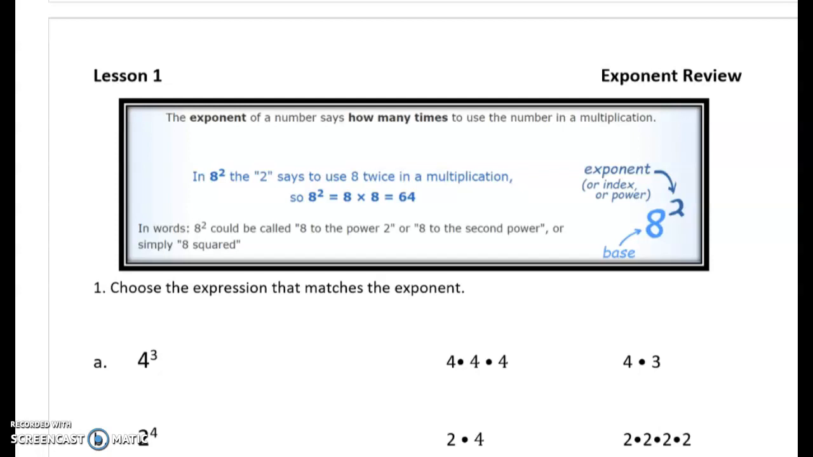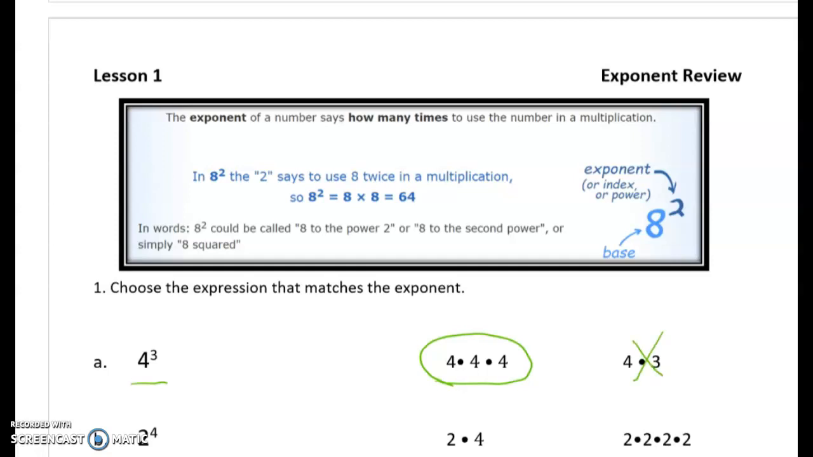We talked about how a number to a power has a base and an exponent. So here in A, 4 to the third power is written how? How would I express that? Well, the base is 4 and it's being multiplied 3 times. So the number 4 is being multiplied 3 times. It is not 4 times 3.